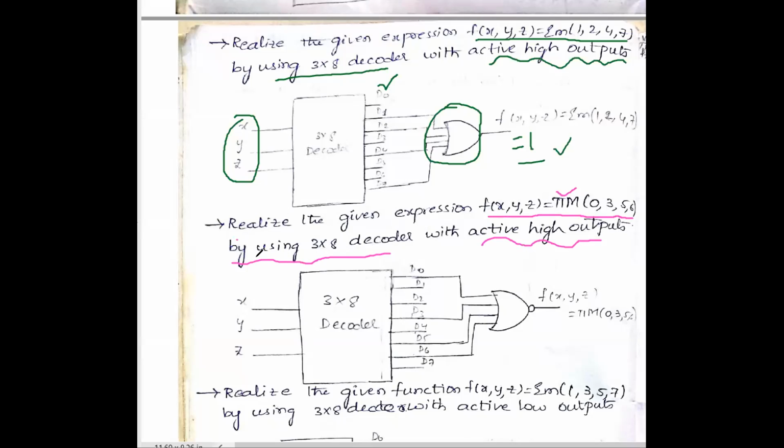Therefore we have taken the same 3 to 8 decoder with x, y, z as 3 inputs, and all the outputs D0 to D7 are active high. There is no bubble here, so we say active high. Now we have to realize this function. How do we realize it? The corresponding max terms D0, D3, D5 and D6 are connected to a NOR gate, and for these max terms the output will be equal to 0.